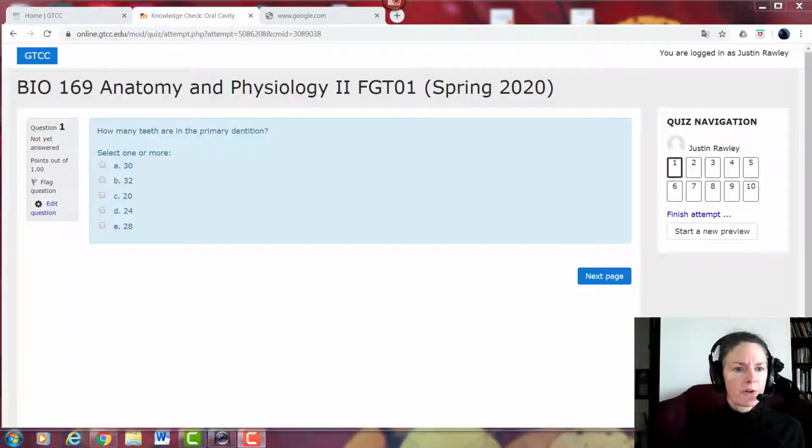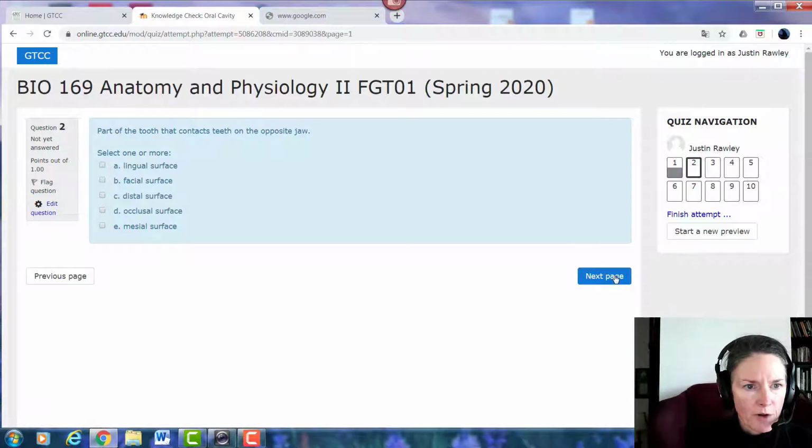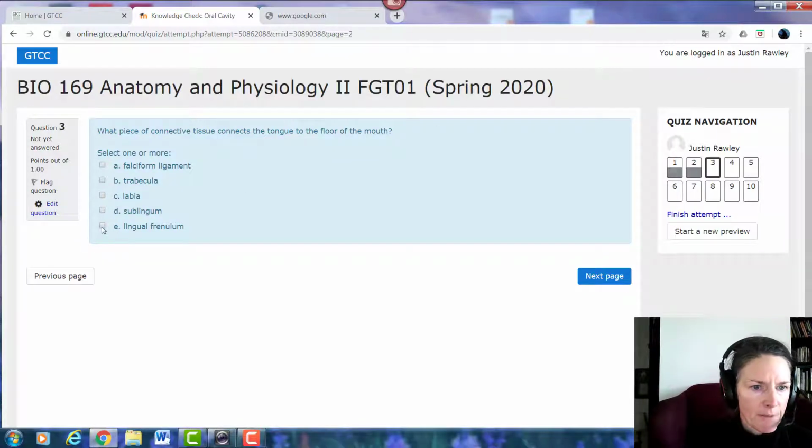Now let's look at the quiz about the oral cavity. So how many teeth are in the primary dentition? This is how many teeth do your kids have? 20 teeth. What is the part of the tooth that contacts the teeth on the opposite jaw? That would be the occlusal surface. And occlusion means closing. So you can imagine when you close your mouth, you occlude the entrance to the mouth. All right, what piece of connective tissue connects the top to the floor of the mouth? That would be the lingual frenulum.